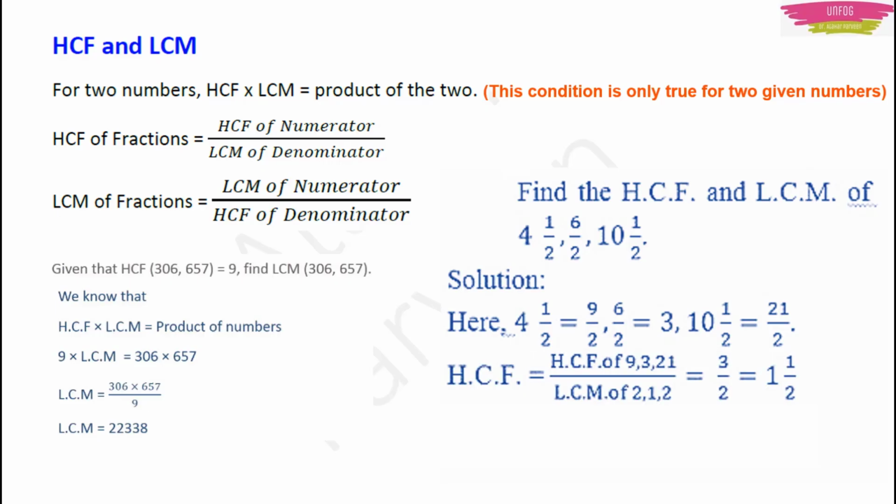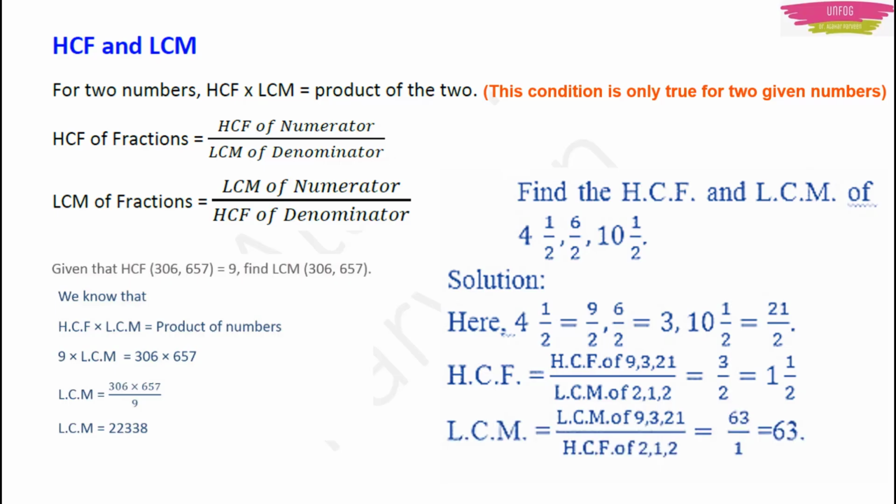HCF of fractions is equal to HCF of numerator. What all numbers are there in the numerator after converting into improper fractions? 9 is there, 6 is there, 21 is there. And in the denominator we have 2, 1, 2. So that you can write here. This will give you the HCF.